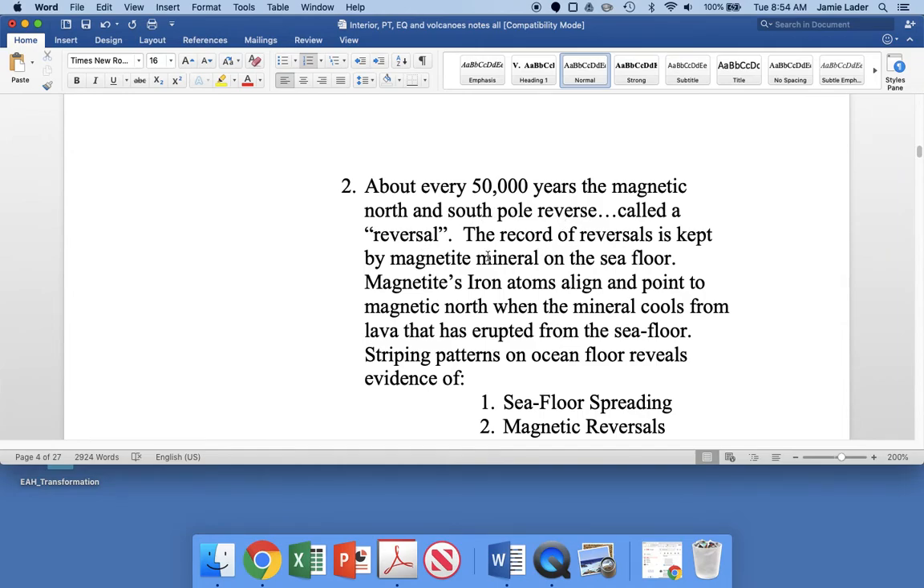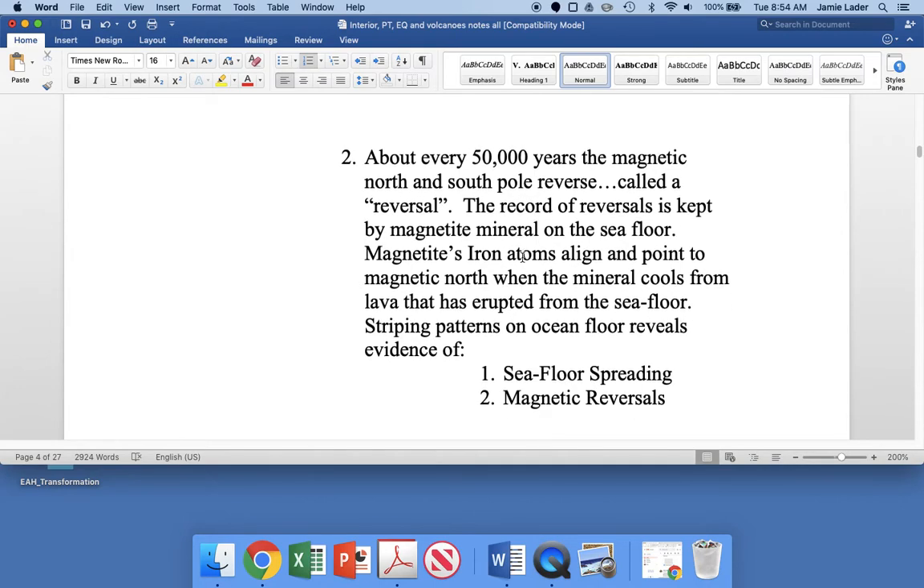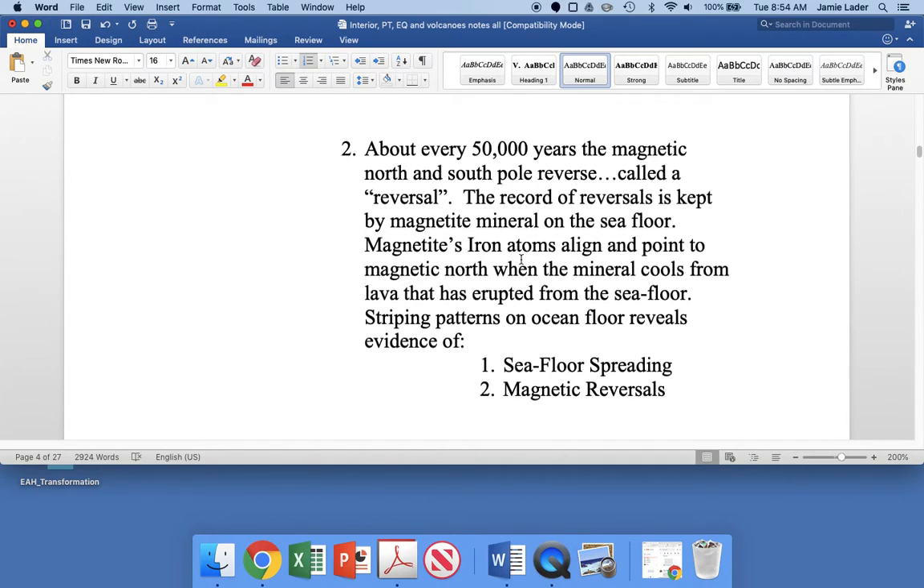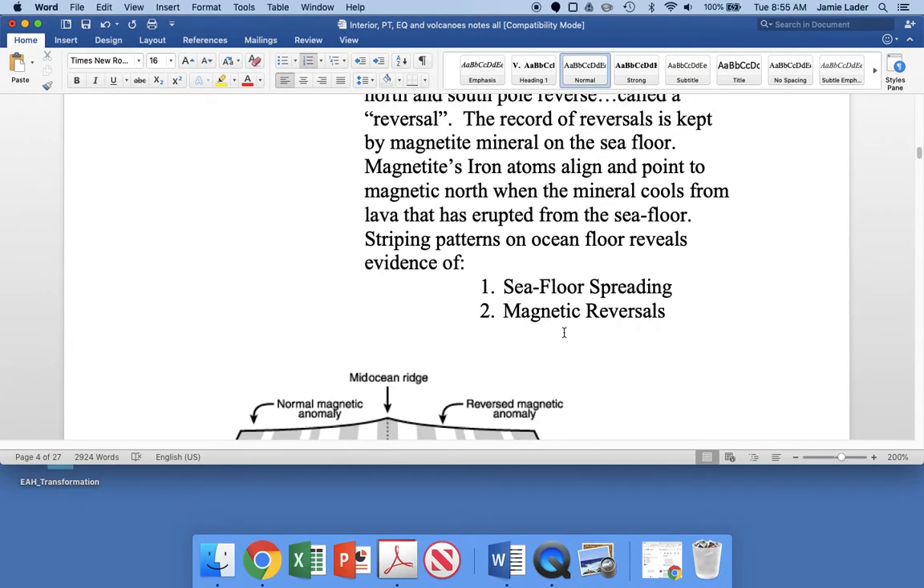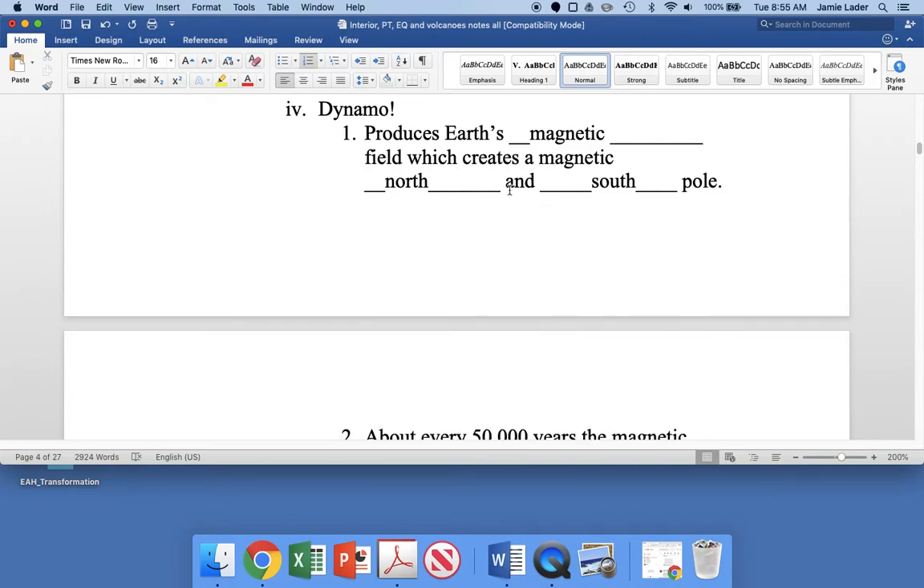It's called a reversal. The record of reversals is kept by magnetite mineral on the sea floor. Magnetite's iron atoms align and point to magnetic north when the mineral cools from lava that has erupted from the seafloor. Striping patterns on ocean floors reveal evidence of seafloor spreading and magnetic reversals. Basically, all I'm trying to say here is that once in a while, magnetic north and south actually flip. So when they flip, if you had a compass and the compass was pointing north, you'd actually be walking south. And this happens about every 50,000 years.